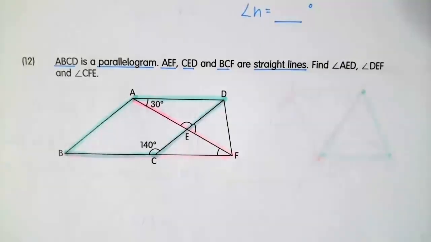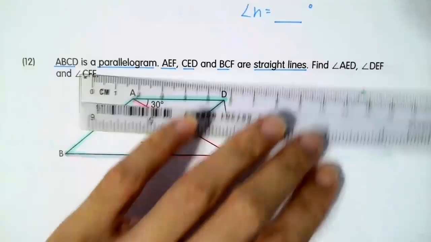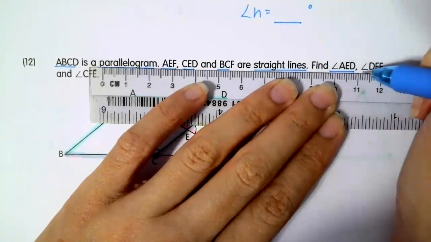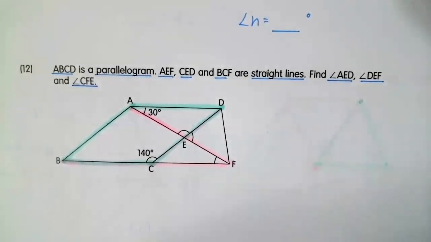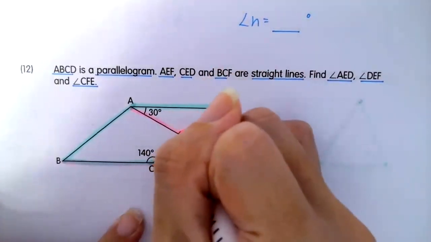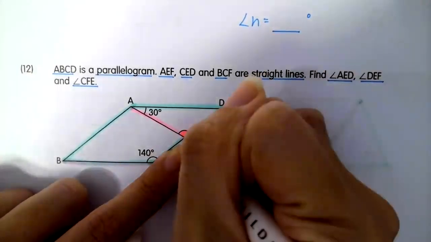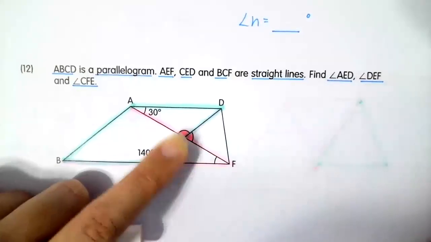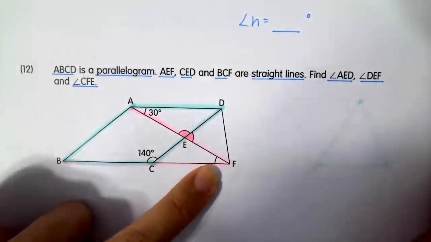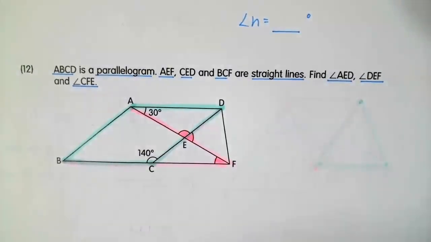All right. So there are three angles to find here. They want angle AED, angle DEF, as well as angle CFE. Okay, so we are just shading for you to see. So angle AED is this one here. Then we also have angle DEF here, side by side. And then of course, lastly, CFE is here. Okay, so let me help you out a little bit here.